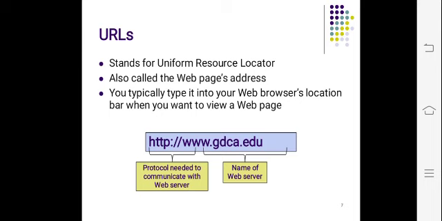URLs, we know pretty well about URLs, stands for Uniform Resource Locator, also called the web page's address. You typically type it into your web browser's location, that is called the address bar, when you want to view a web page. Here is a small example, http www.gdca.edu, that means Government Degree College Autonomous, Education. So edu stands for education, gov stands for government. These are the types of the websites. Org stands for organization, .com stands for commercial, and mil for military. This kind of types of websites we have.